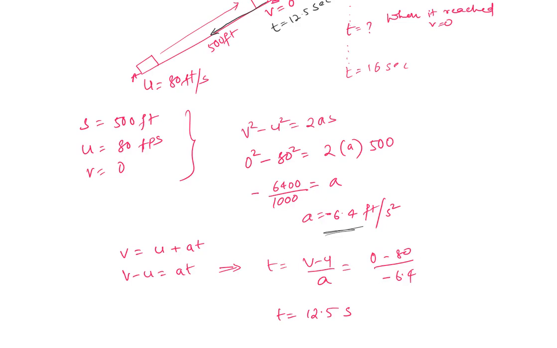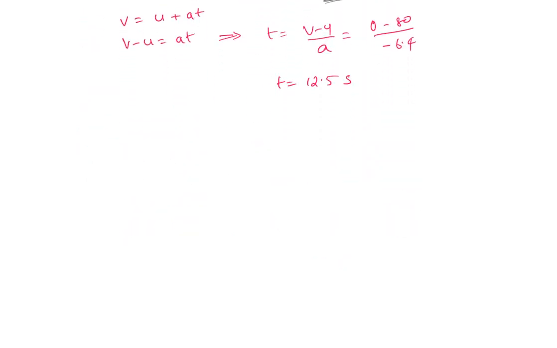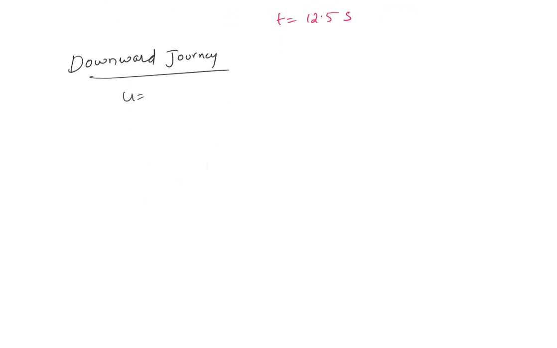Okay, so and then how much of a distance has it covered, right? How much of a distance has it covered as it comes down with this acceleration now? Okay, so the downward journey. What do we know? We know that the initial velocity here is 0 because it went up and stopped, and it's coming down. How long has it traveled?